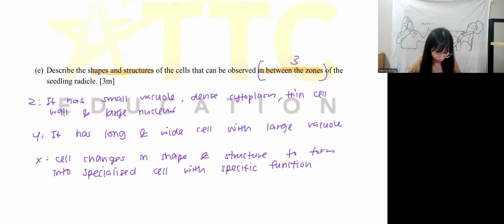Done already? Done? Raise your hand. Then we will go back to the notes. We will be learning secondary structure right now. Wait for 10 of you, we'll be learning secondary structure, yeah?